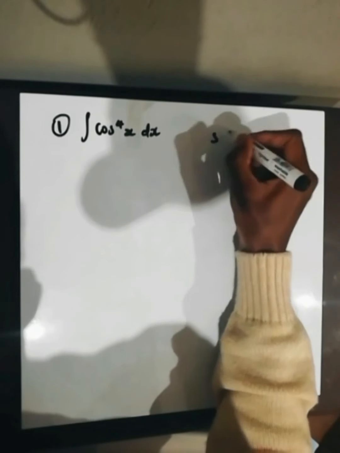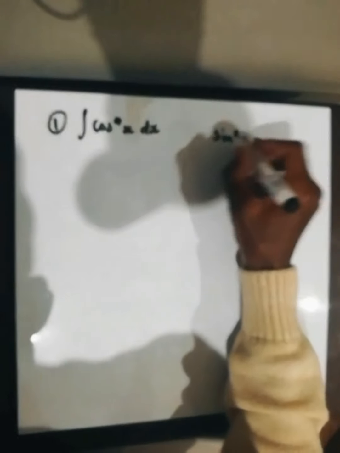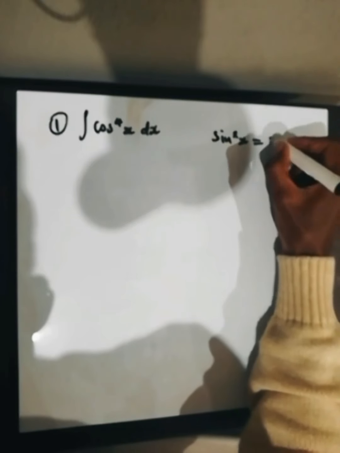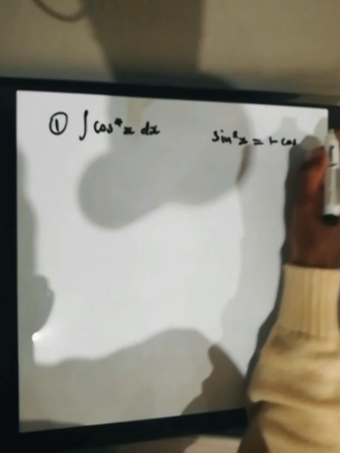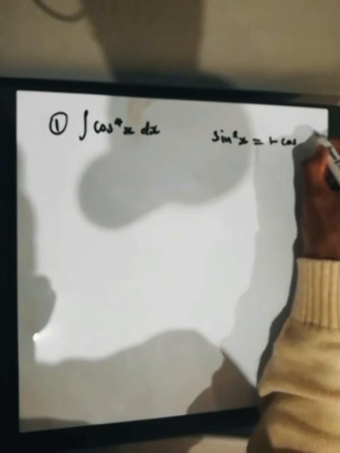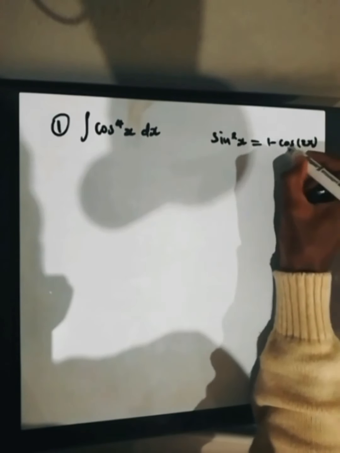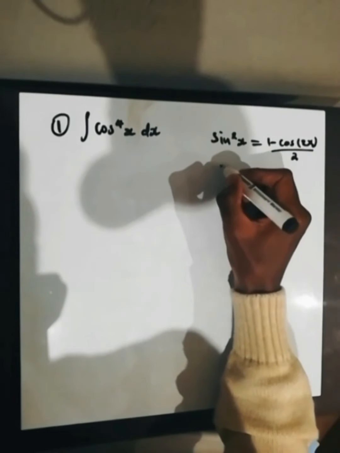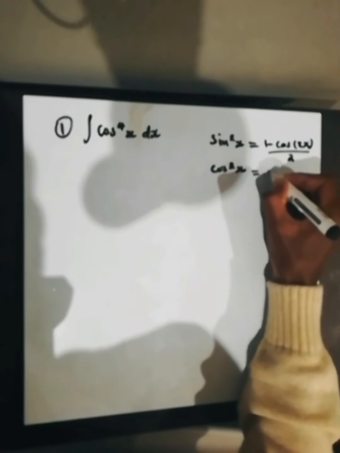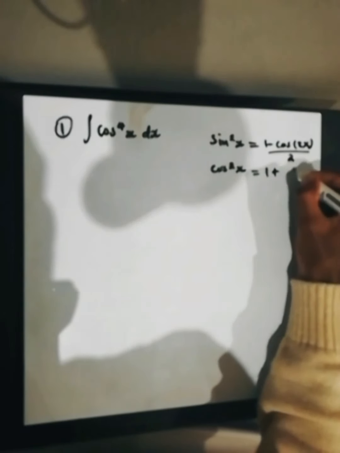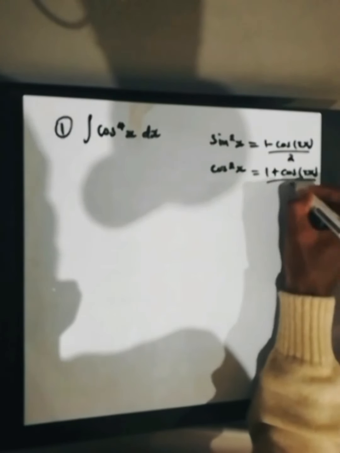There's an identity that says when you are given sine squared x, this ratio has identity 1 minus cos of 2x all over 2. We double whatever coefficient x has here; in this case it's just x, so it becomes 2x, all over 2. And the second one is cos squared of x. The identity says it's 1 plus cos of 2x, and we still divide by 2.